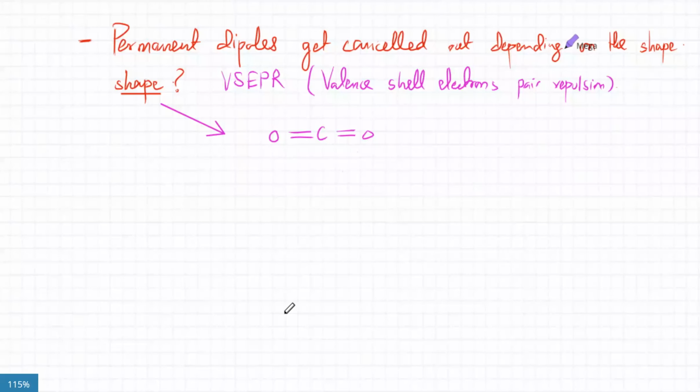So starting with the first thing, when you talk about the shape of a molecule, the first thing you should remember or learn is how to count lone pairs and bonds.